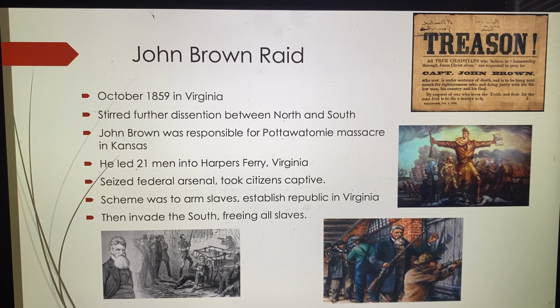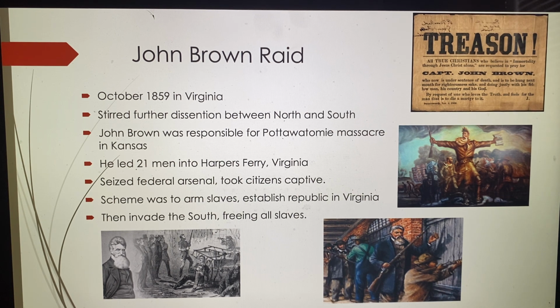And he took some of the citizens captive. So John Brown was saying, we're going to take over the United States, we're going to start our own country. So his scheme was to arm the slaves, give the slaves guns, and establish a republic in Virginia of his own, the John Brown Republic.